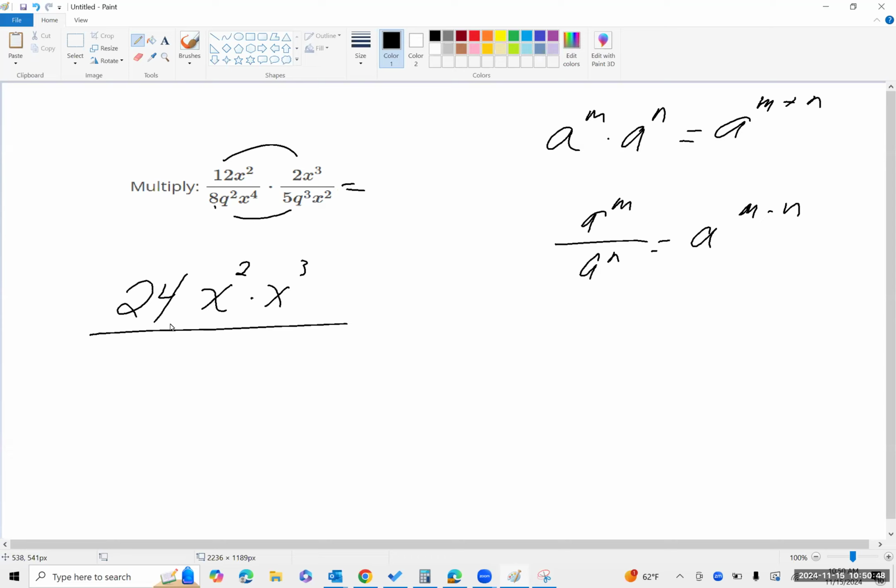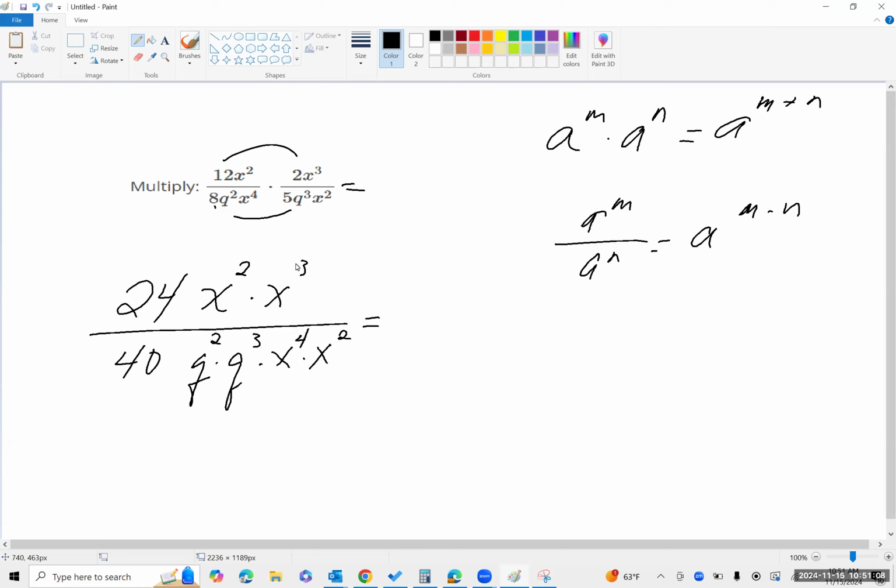Then the a times 5, that's 40. The q squared and the q cubed, we'll put those next to each other. And then the x to the 4th power and x squared.